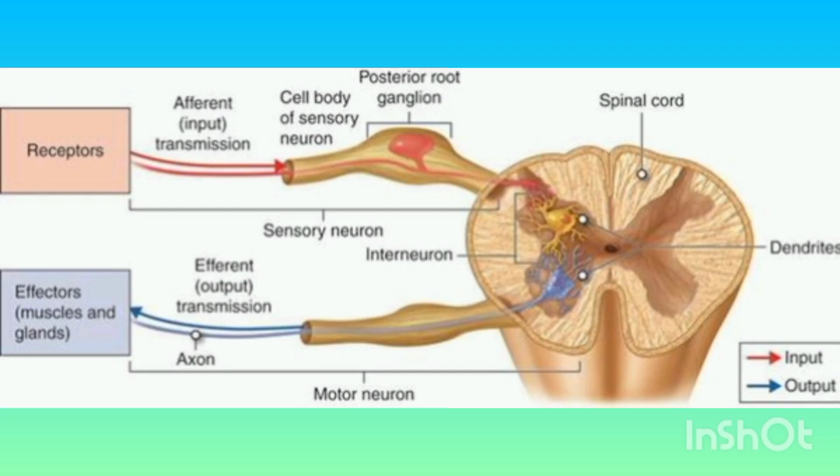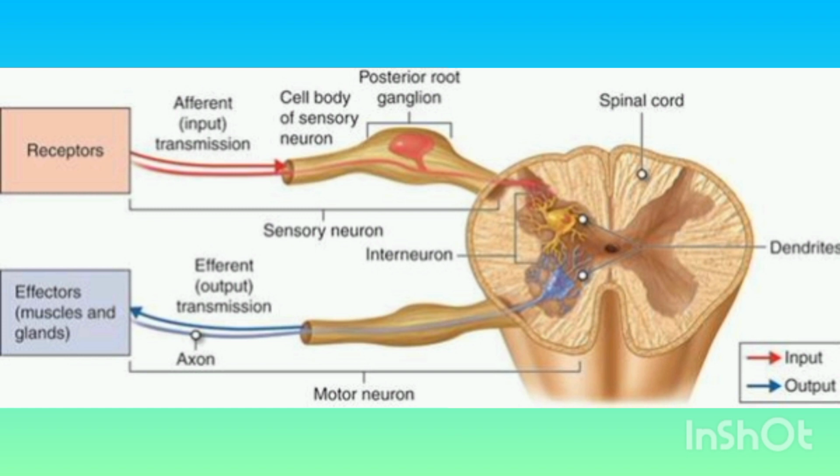In this diagram, you are seeing how the receptor sends the information to the spinal cord, and from the spinal cord how the information is sent to the effector organ, the muscle and the gland. This is the complete pathway between the receptor and the effector organ. How the sensory neurons and the motor neurons are working.